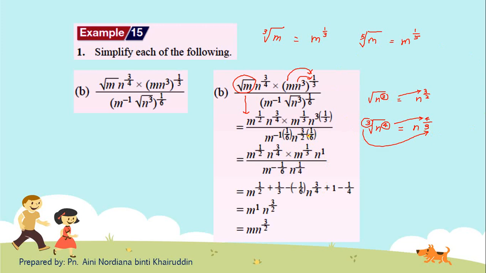Okay, so times 1 over 6 here. So this is the first step. You have to take out all the numbers in the bracket first. Next, m to the power of 1 over 2, n to the power of 3 over 4 remain unchanged.